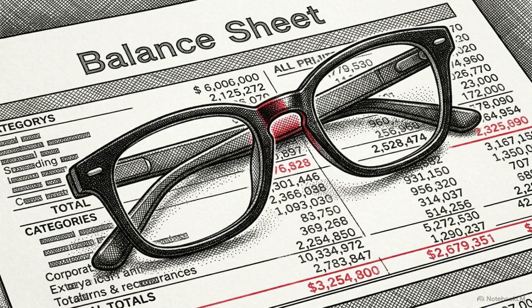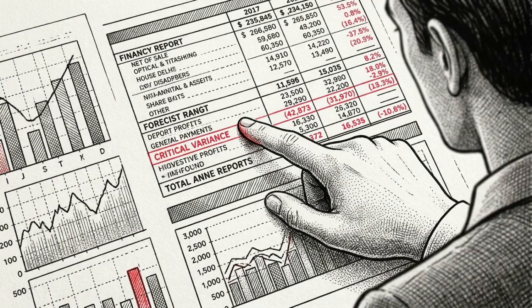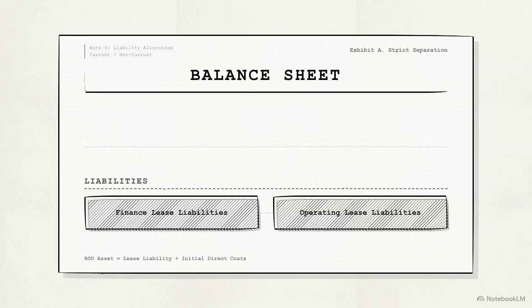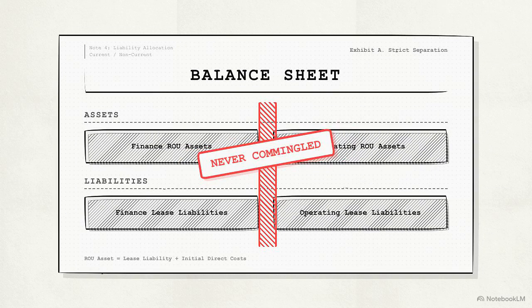Because the expense timing differs so drastically, strict presentation mandates are enforced on the balance sheet, so investors can accurately assess a company's financial health. Finance lease liabilities and operating lease liabilities, as well as their respective right-of-use assets, must be clearly separated and never commingled into the same line items.